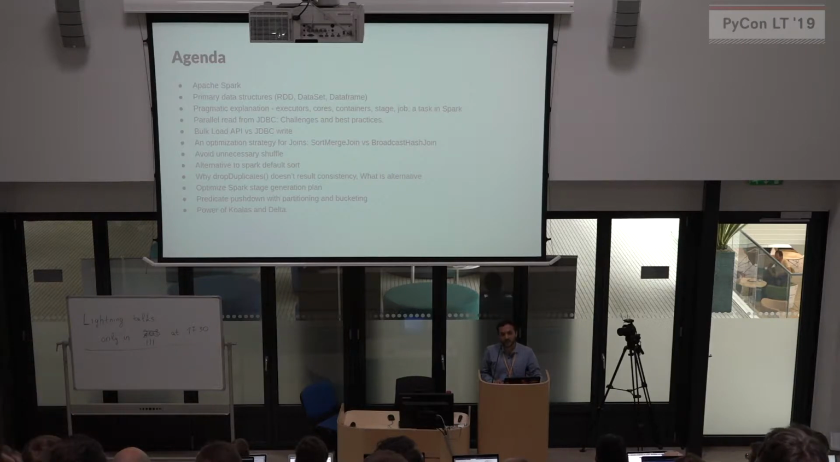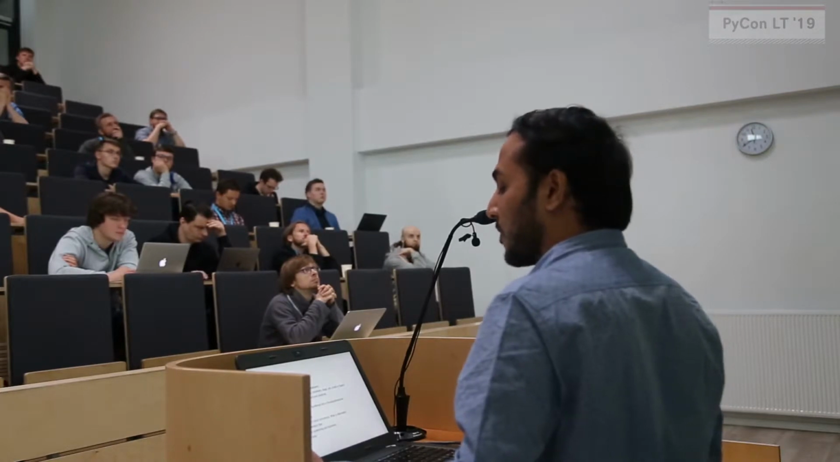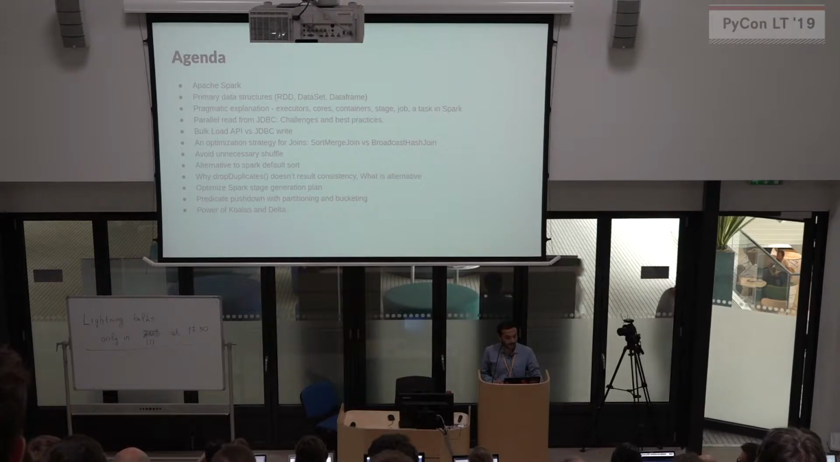And I will talk about how you can avoid unnecessary shuffle, and join strategy. After that, I'll talk about some of the known issues in Spark which you cannot work around. And then at the end I'll talk about the power of Delta, which was just open sourced 1.5 months ago.